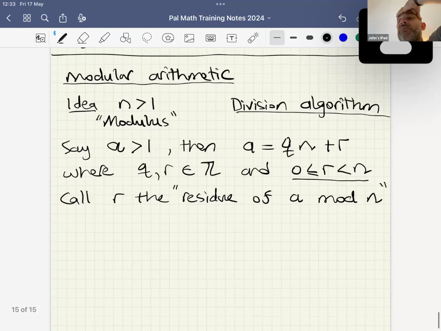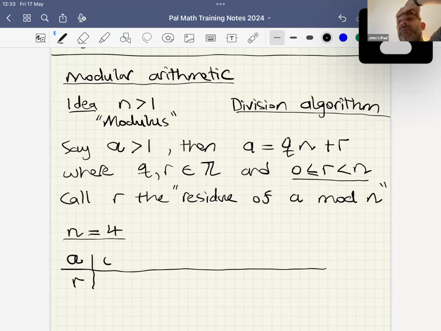So let's have a look at what happens when, I'll do it because it arises in this problem. Let's have a look at what happens when n equals 4. So I'm going to write down my values of a, and then I'll write below it the corresponding value of the residue.